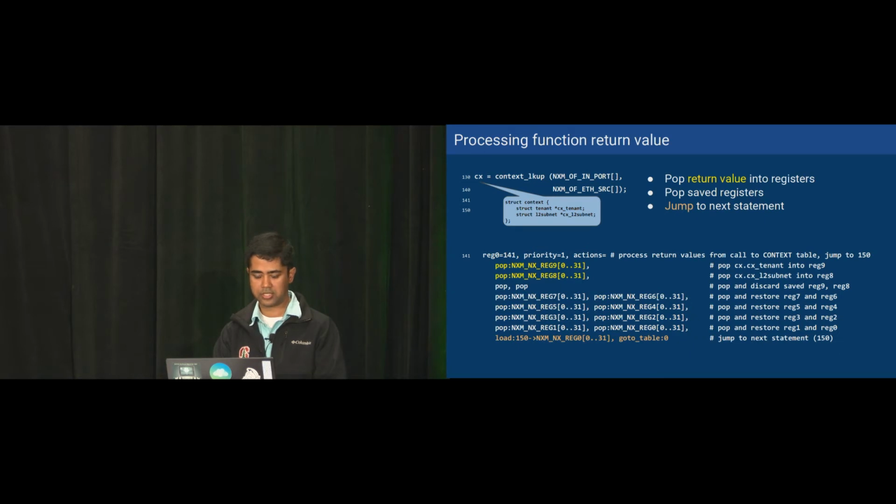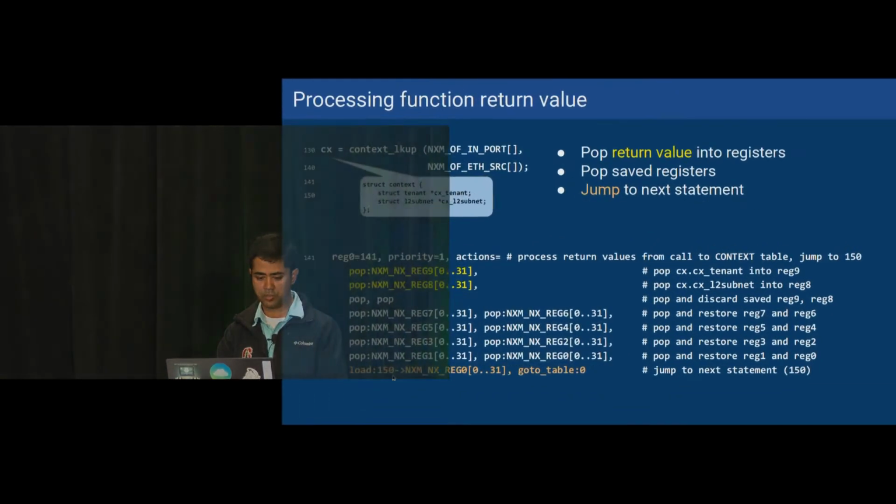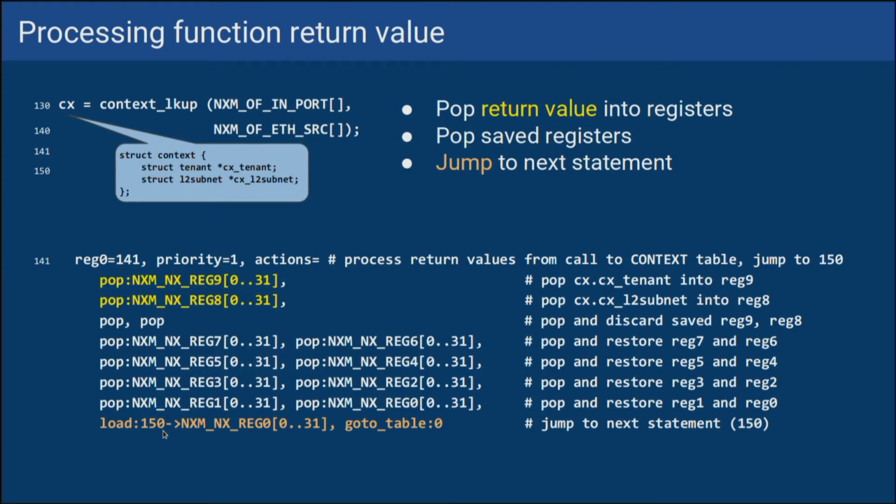Now how do we process the return value of the function? This function returns a structure, not that big, like two pointers. When the call returns, the return value is on the top of the stack. We pop those out, that's the thing in yellow. Then we restore all our saved registers from before, and then we jump to the next statement, which is 150.